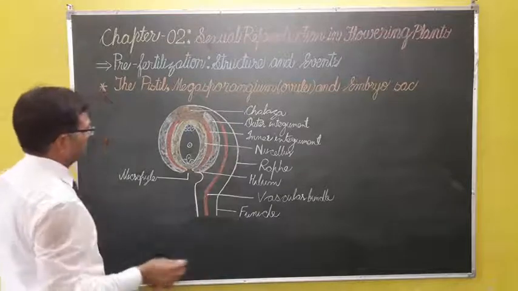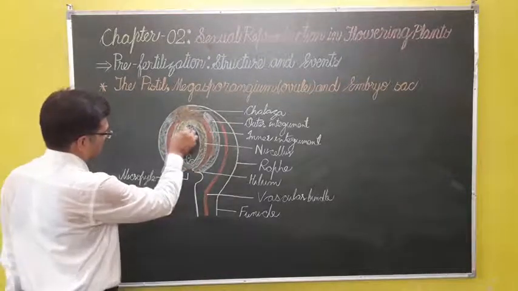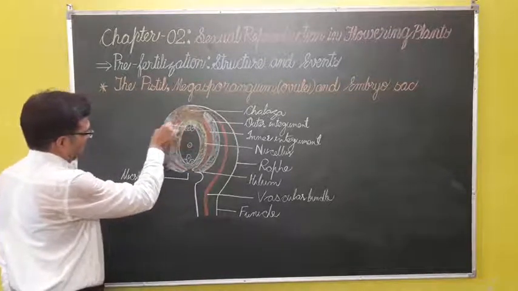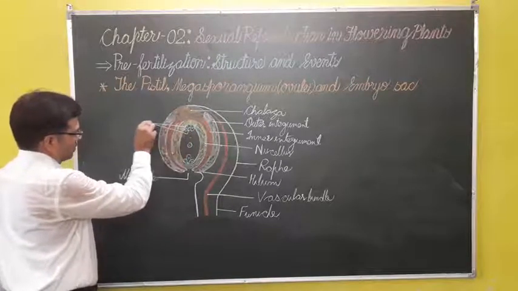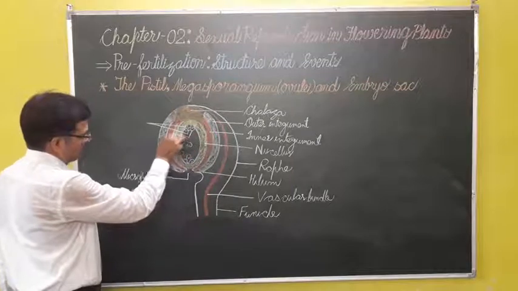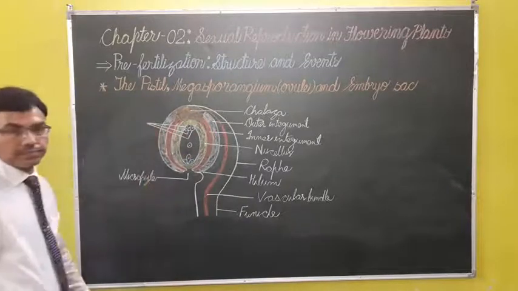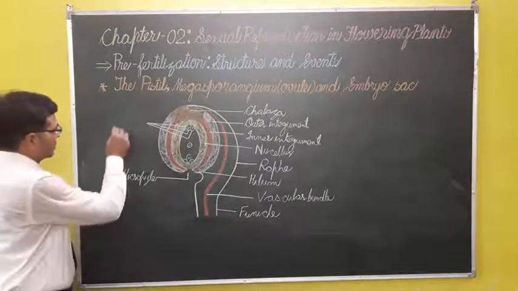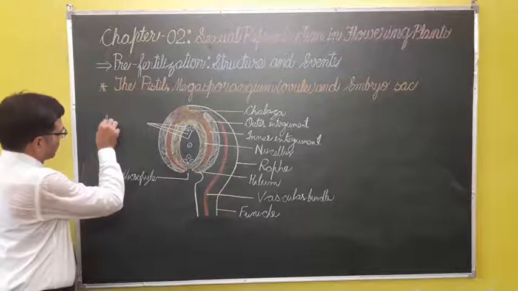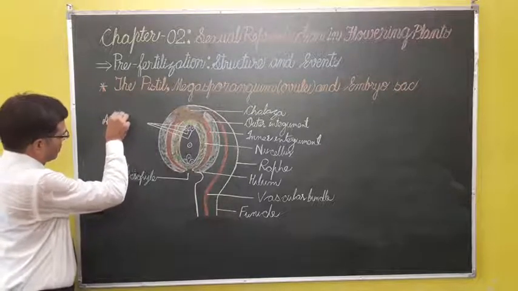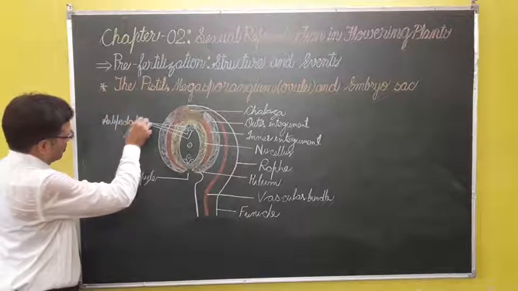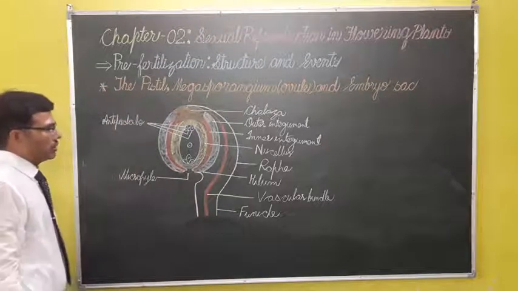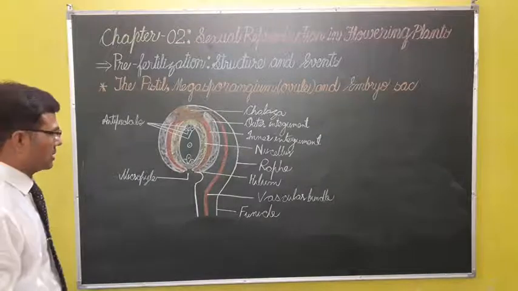Now, these three cells which are towards the chalazal end, 1, 2 and 3, are called antipodals. In short, it is called antipodals. In full, you can say antipodal cells.